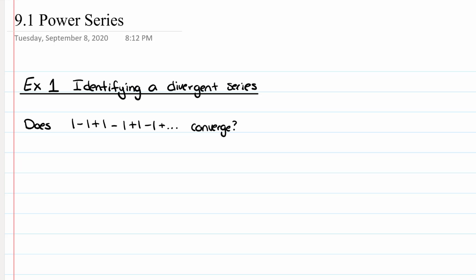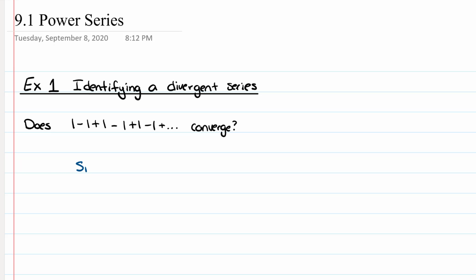9.1, example 1. We're going to identify whether a series is divergent or convergent. We're just going to determine if a sequence, or a series, because we're adding them, is going to converge or diverge. So I have this sequence, 1, -1, 1, -1, and I'm adding them, so it turns into the series 1, -1, +1, -1, +1, -1 to infinity, and I want to know if that converges. So the way we check that is we just start seeing a pattern.